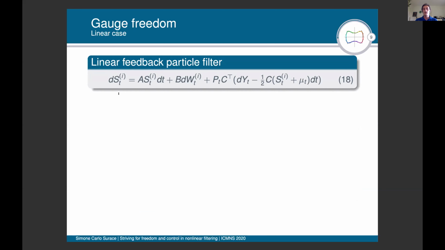Actually, it looks like a noisy version of the Kalman-Bucy filter with two important differences. One of them is, of course, this noise term, which adds some fluctuations between the particles. Also, the innovation term is different because it mixes the particle's own prediction with the population average mu. Important to note here is that the gain is equal to the Kalman gain.